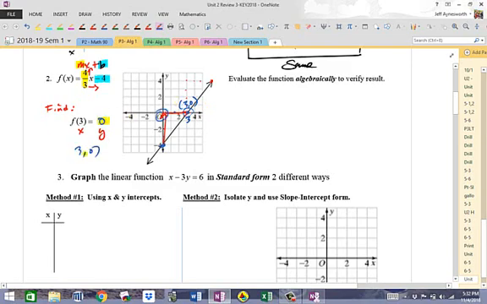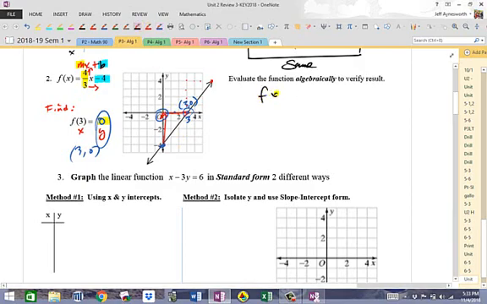(3, 0) is on the graph, so I know the y-coordinate is 0. So f of 3 equals 0. That's how you do it graphically. Just find the point where x equals 3 on the line and look at the y value. To look at the y value, you just look at the y-axis, and it's y equals 0.